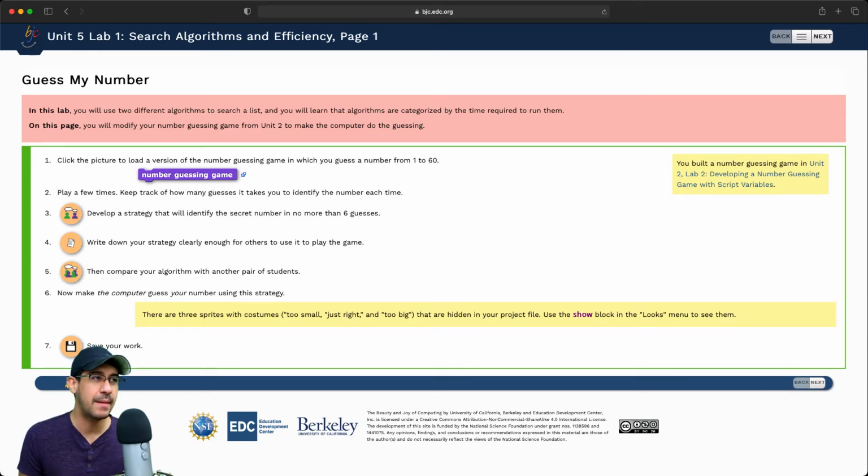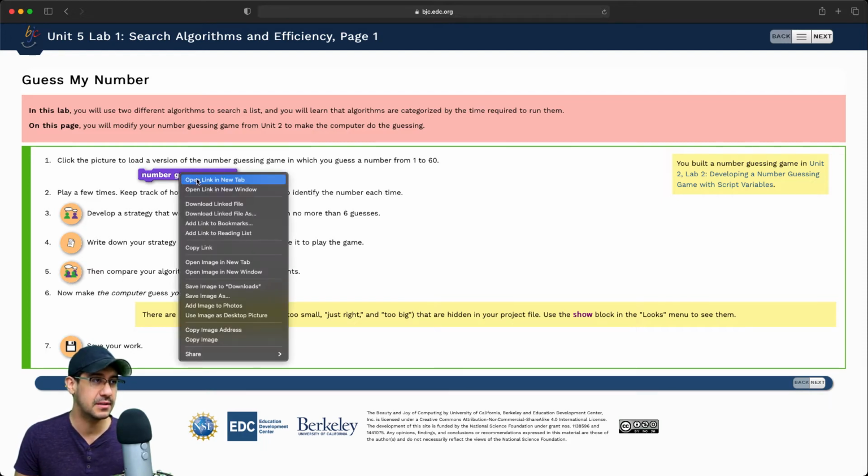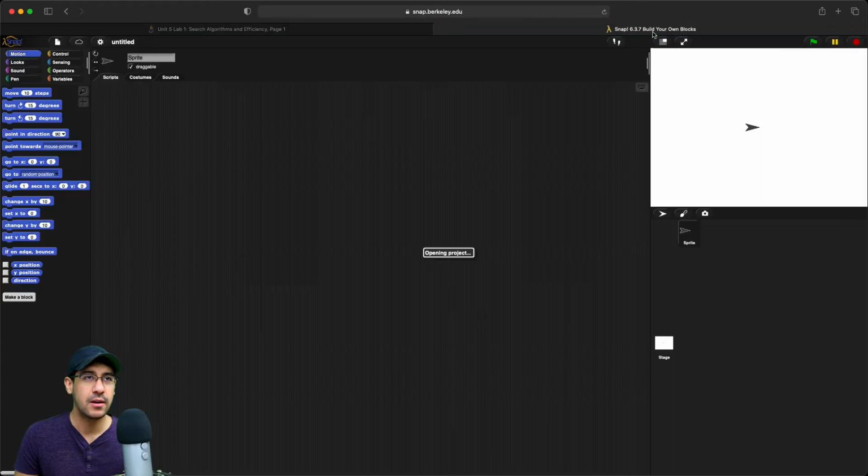It says in this lab, you will use two different algorithms to search a list, and you will learn that algorithms are categorized by the time required to run them. On this page, you will modify your number guessing game from Unit 2 to make the computer do the guessing. So step 1 is to click on the picture to load a version of the number guessing game in which you guess a number from 1 to 60. So I'm just going to open it up and we're going to look at it.